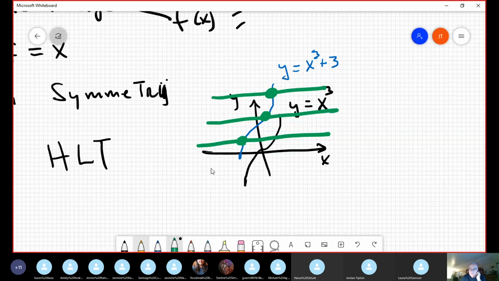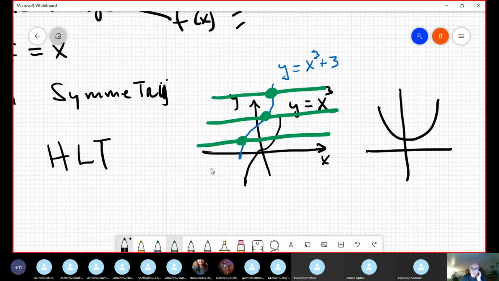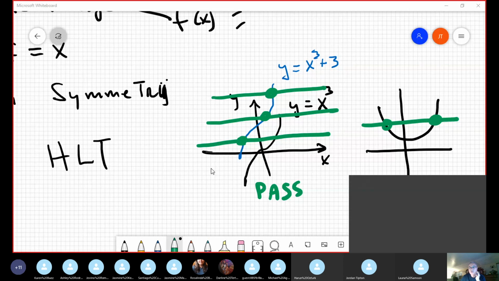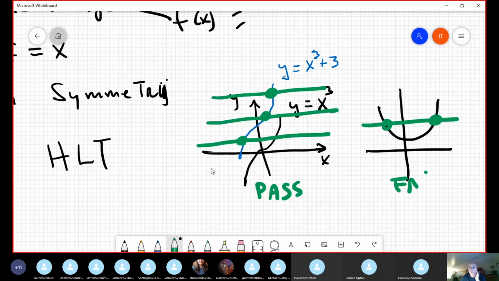Suppose another example like that. When you draw the green line, fail. This one passes, this one no. Got it? So another line doesn't count. Yeah. Every line counts. Every line counts. What kind of line?